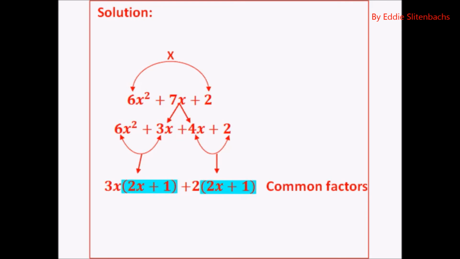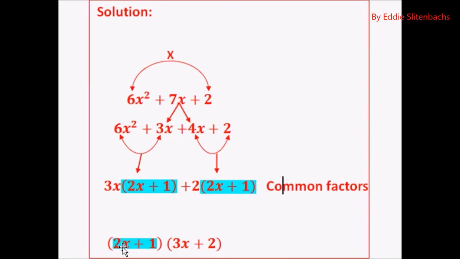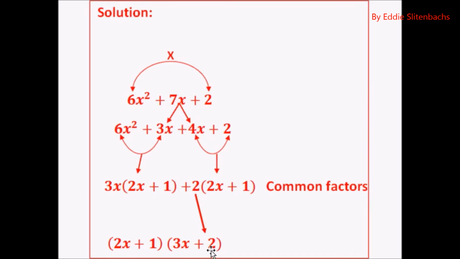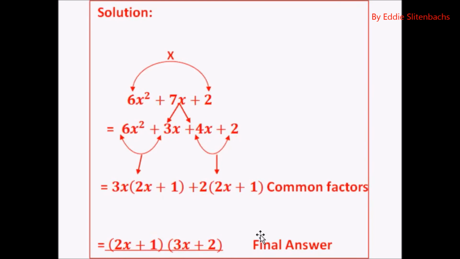So if I did that, I would put 2x plus 1 outside of a bracket, and take 2x plus 1 out of each term. The 3x is left to be our first term, and the plus 2 is left to be the second term in the second bracket. So the common bracketed term goes out the front, 3x is our first term in the second bracket, and plus 2 is our second term. And that is our final answer.